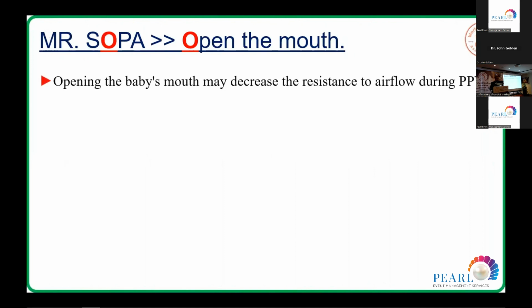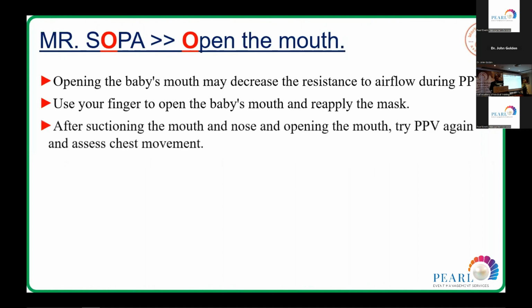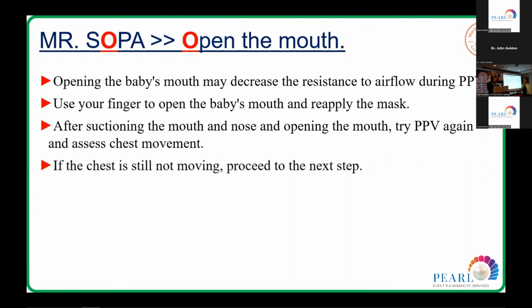Open the mouth. Opening the baby's mouth may decrease the resistance to airflow during PPV. Use your finger to open the baby's mouth and reapply the mask. After suctioning the mouth and nose and opening the mouth, try PPV again and assess the chest movement. If the chest is still not moving, proceed to the next step.